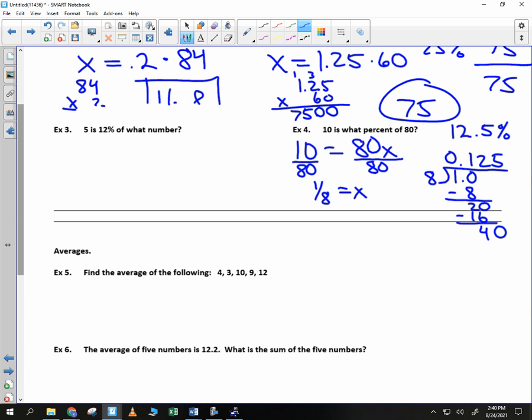Isn't 0.125 the same as 12.5%? How did I get what part? This guy? This. So if I get 0.63, that's the same as 63%. Just simply move it 2 places. Better? Okay.